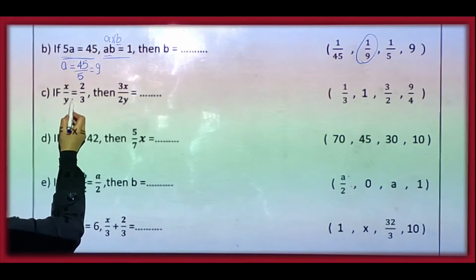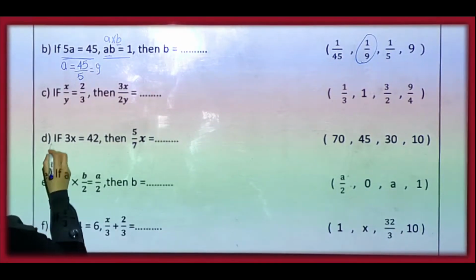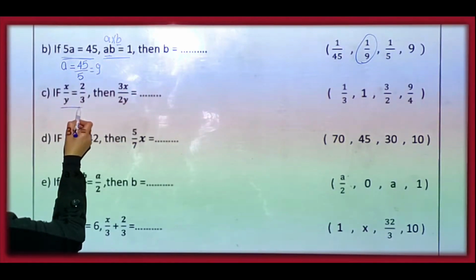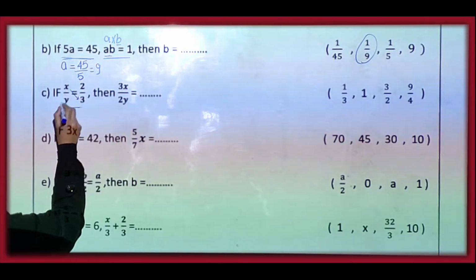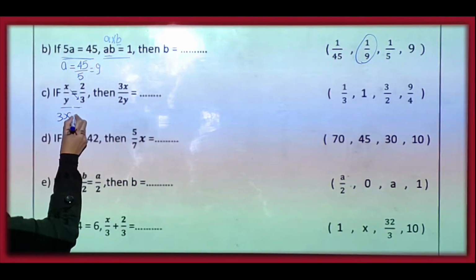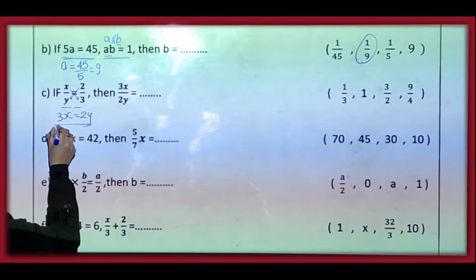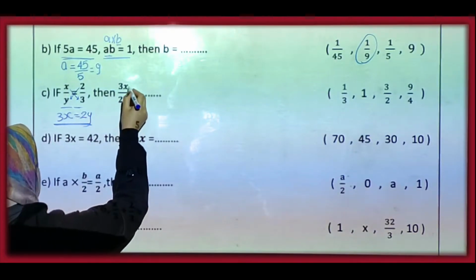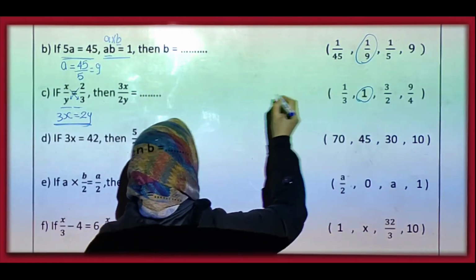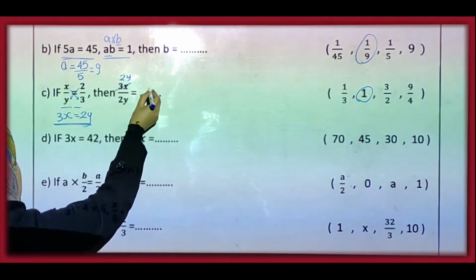If x over y equals 2 over 3, then 3x over 2y equals what? We have a proportion for x over y equals 2 over 3. That means 3x equals 2 multiply y, 2y. We have 3x equals 2y, then 3x over 2y equals 1. We replace 3x with 2y, 2y over 2y equals 1.